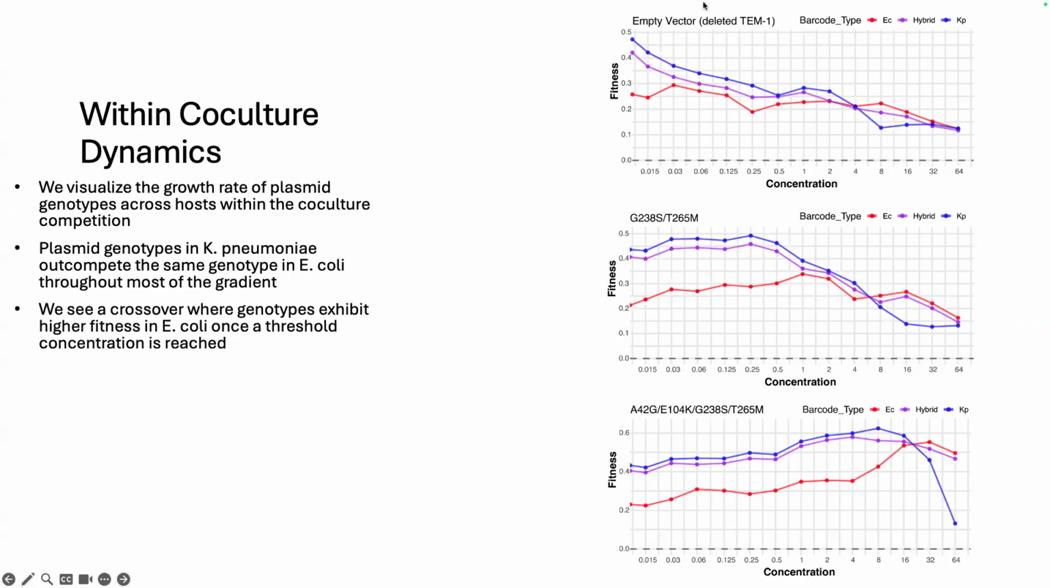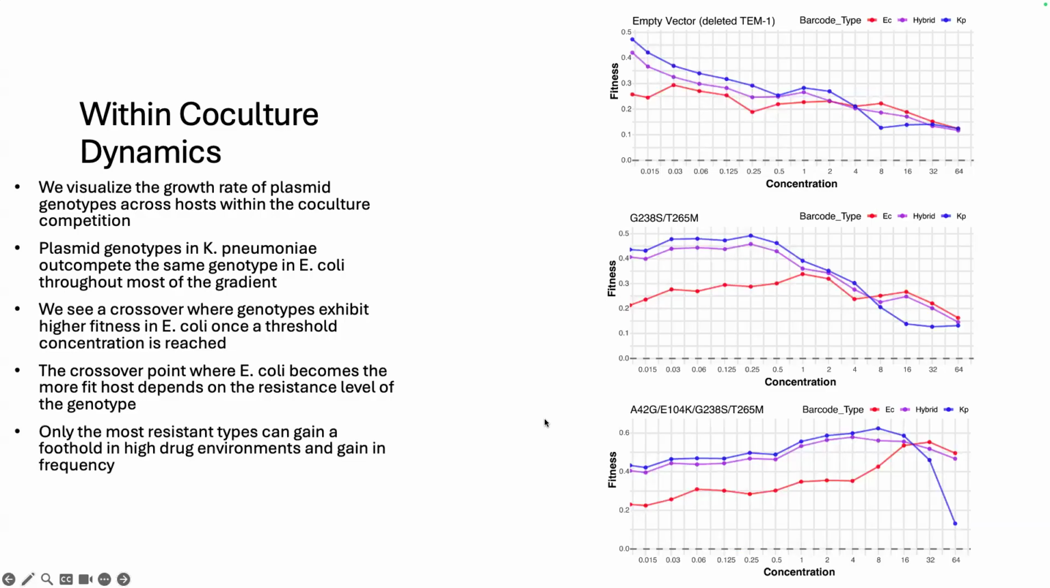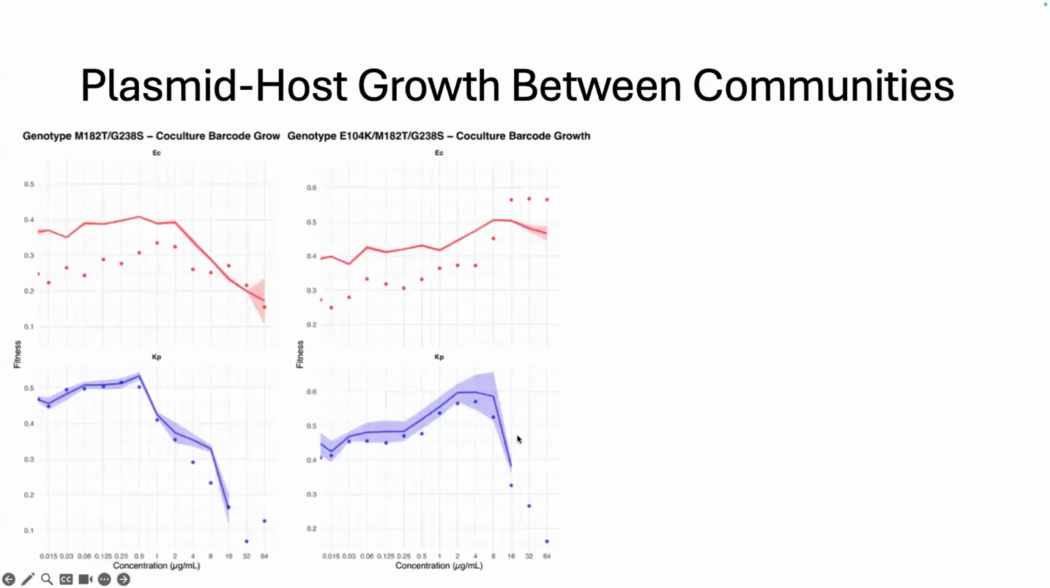So up here, this is the least resistant deleted beta-lactamase version. So it's just an empty vector control. Here is a double mutant, and here is a quadruple mutant. And you can see that this crossover point is essentially shifting rightwards toward higher concentrations as you get more resistant types. And again, this is all kind of correlated with the resistance of the actual genotype we're looking at. And I'll mention that only really the most resistant types can gain a foothold in high drug environments and actually gain in frequency for E. coli. And yeah, so a little bit more data, and then we'll wrap things up.